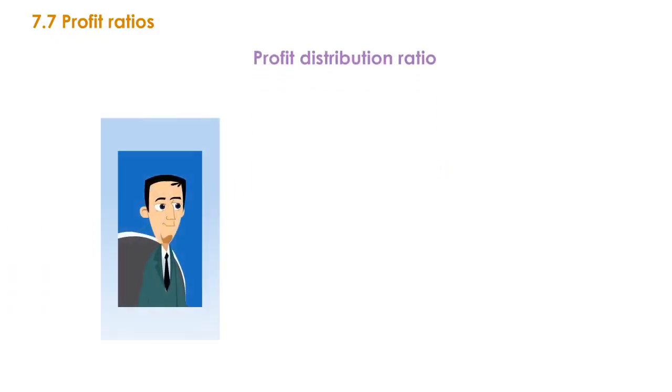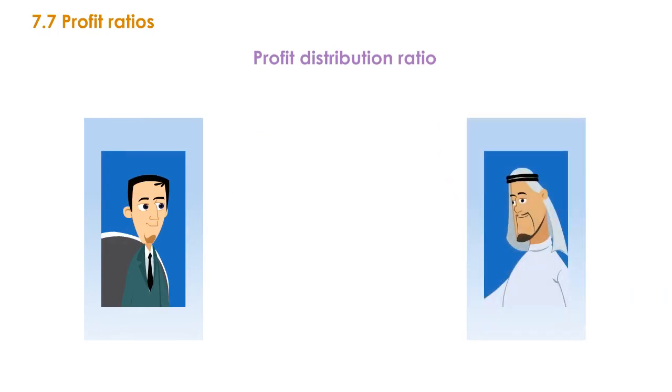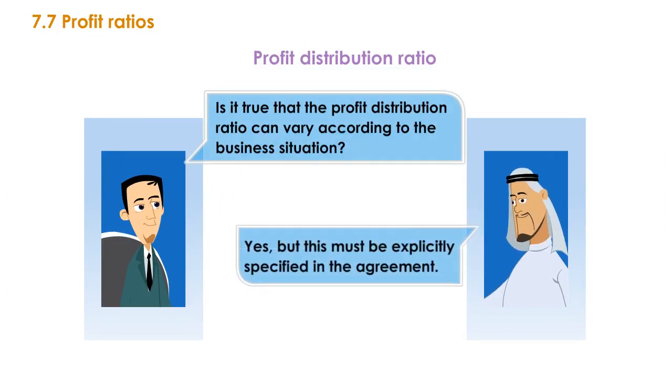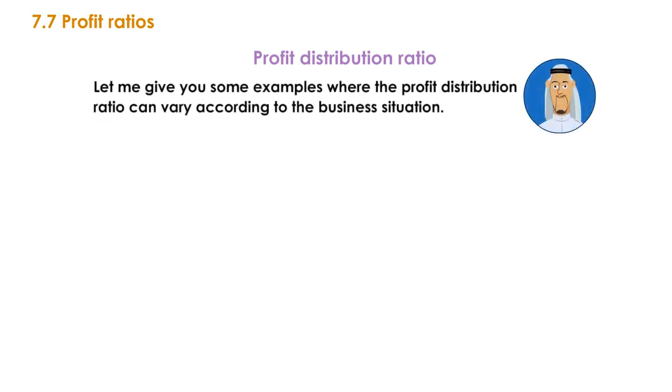We will now look at the profit distribution ratio. Is it true that profit distribution ratio can vary according to the business situation? Yes, but this must be explicitly specified in the agreement. Let me give you some examples where the profit distribution ratio can vary according to the business situation.